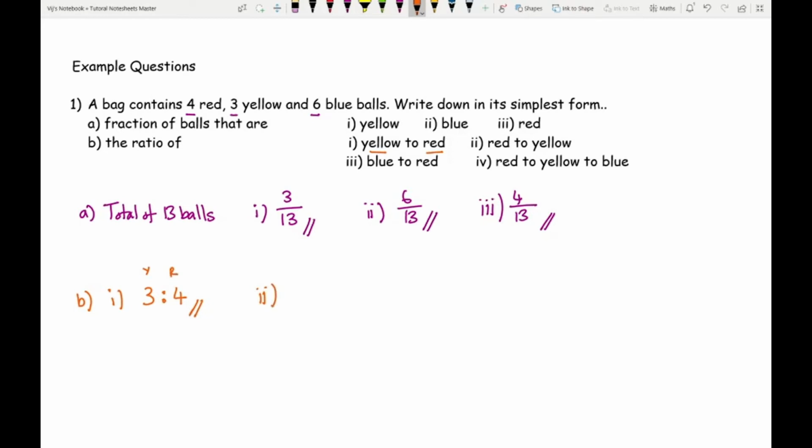Now for part 2, the parts have been reversed, so here we're doing red to yellow. I've got red, which in this case is 4, and yellow, which is 3, and again I can't simplify that, so there is my final answer.